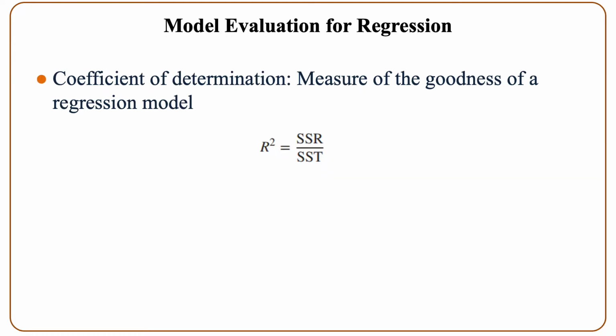Another metric for regression is the coefficient of determination. It's the measure of the goodness of the regression model, and it is defined as the ratio between the sum of square of the regression divided by the total sum of square.